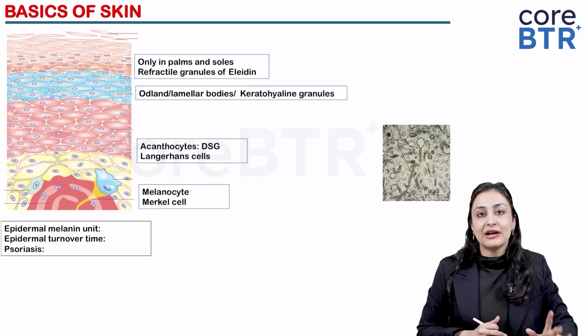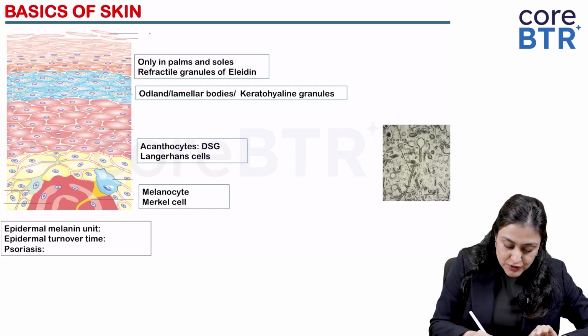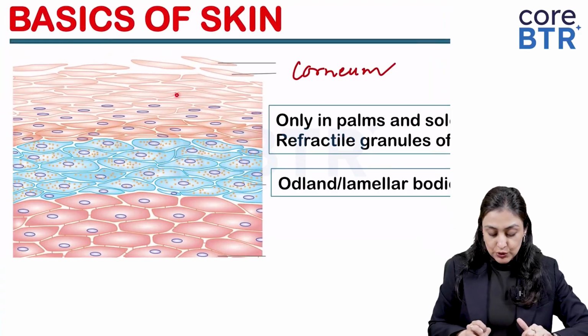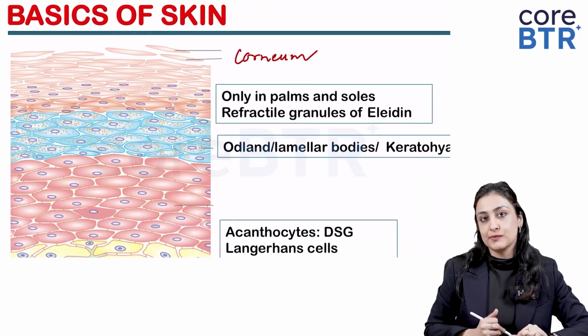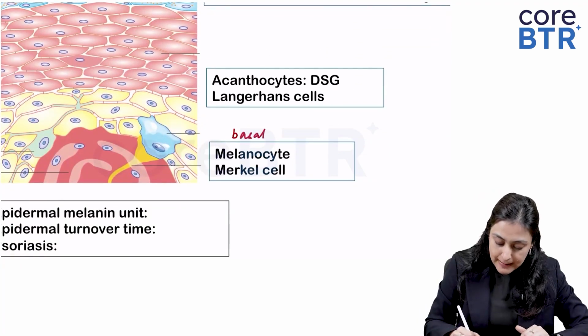We said epidermis derived from surface ectoderm. Let's go through the layers now. So you know the topmost layer obviously is stratum corneum. You know that there is no nucleus here. So this is stratum corneum. Then the lowermost layer has to be stratum basale.